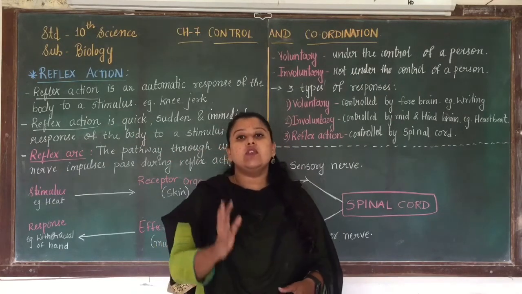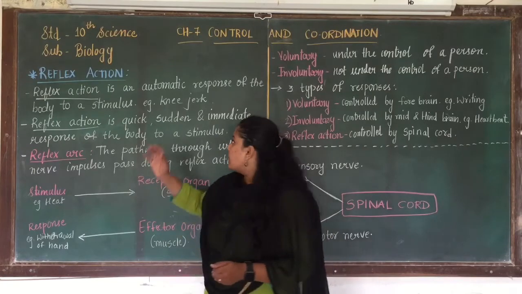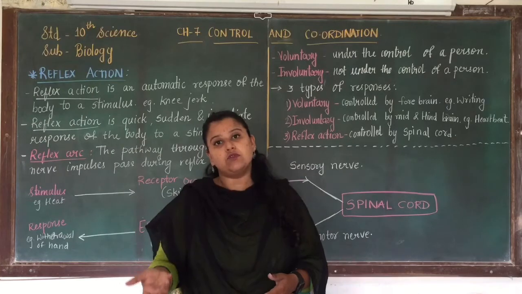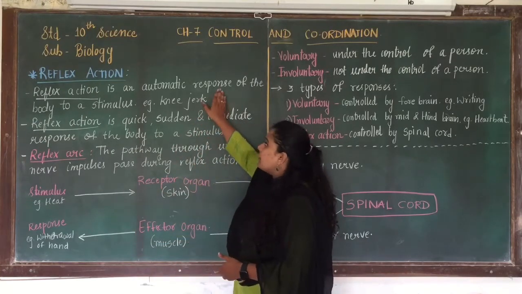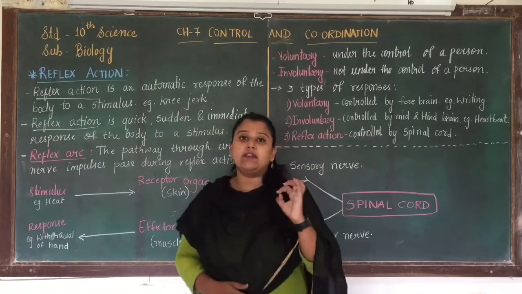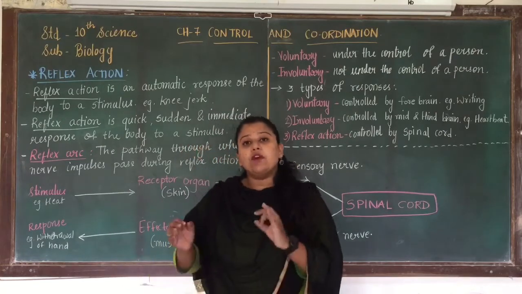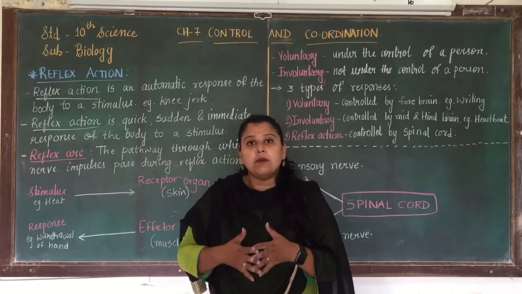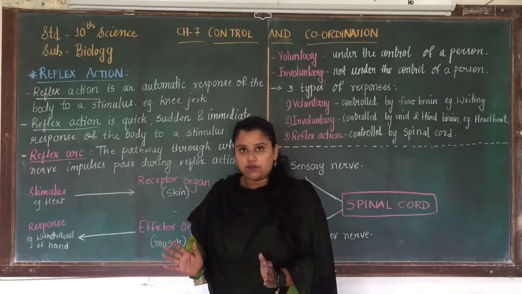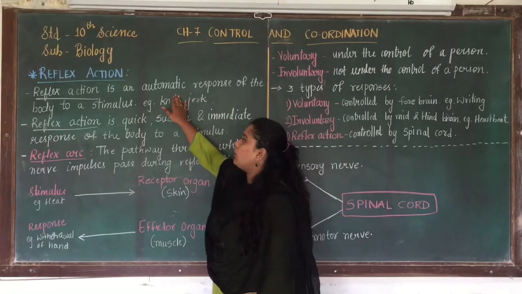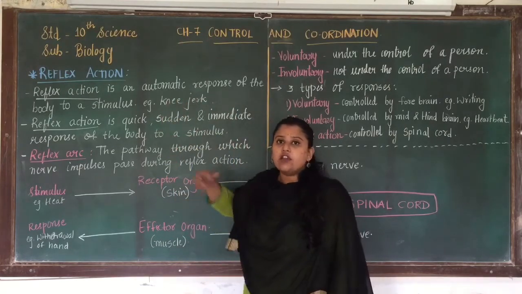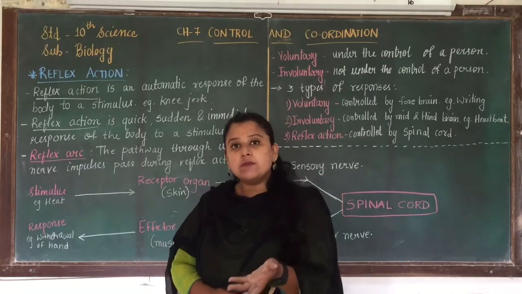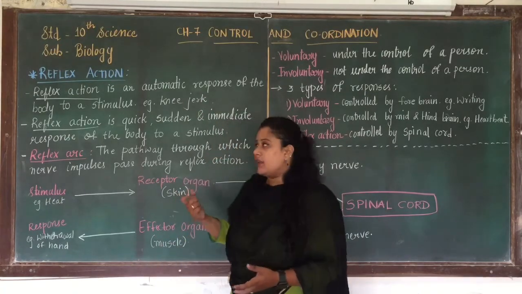That means any change in the environment is the stimulus, and the response means whatever response you are giving according to that stimulus. But which type of response? Automatic response. That means that type of response which is not being carried out by your own will, but it is carried out by itself. That type of response is said to be an automatic response. So such kind of automatic response of your body to a particular stimulus is known as reflex action.